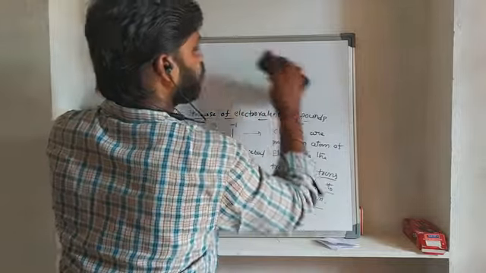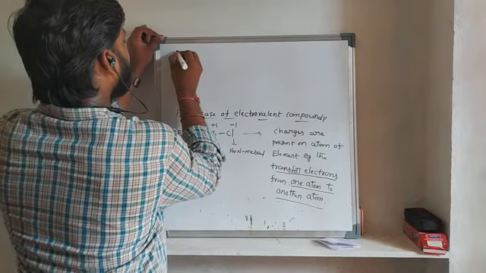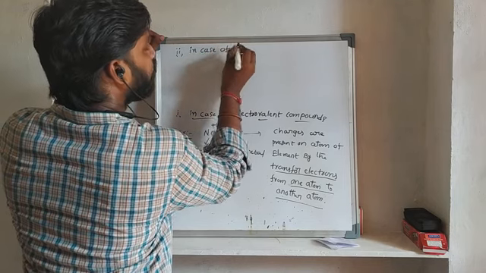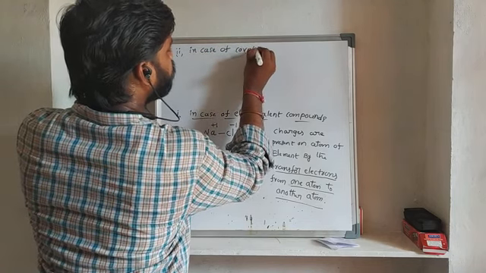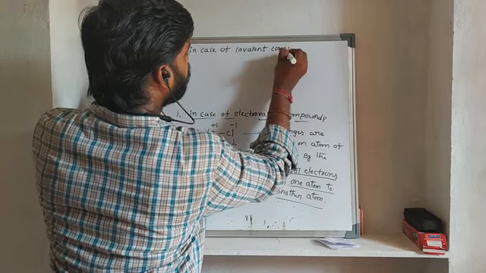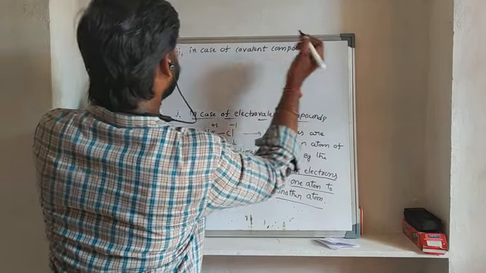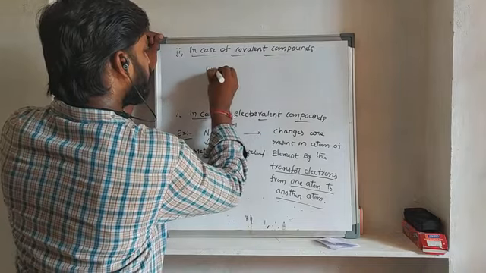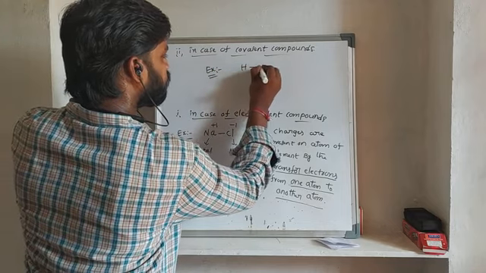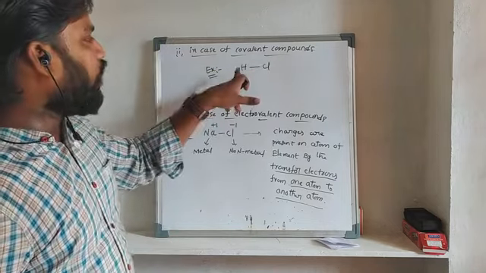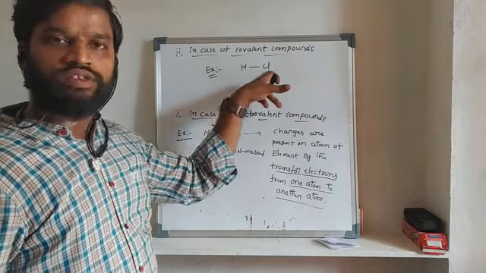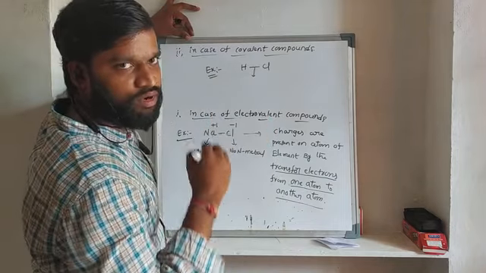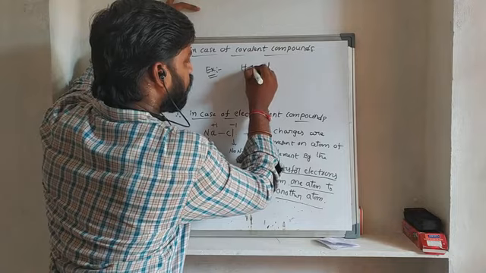Second one, in case of covalent molecules or compounds. An example of a covalent molecule is HCl. Hydrogen is a non-metal, chlorine is also a non-metal. So this is one bond, a single bond. In this bond, 2 electrons are present.